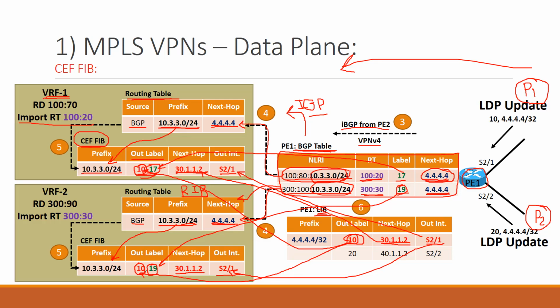Now VRF1 has a CEF forwarding information base, and PE2, as we discussed previously, constructed the MPLS label forwarding information base for VRF1, VRF2, and the MPLS unicast IP forwarding as well.